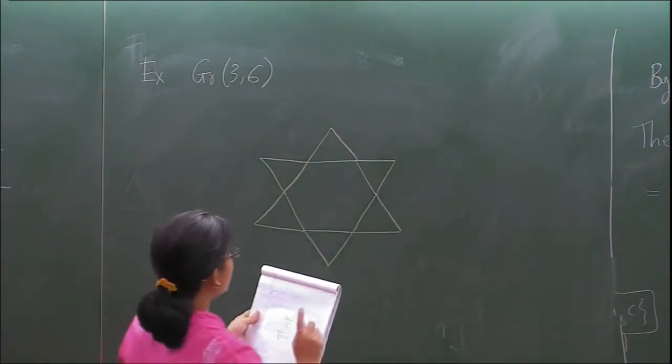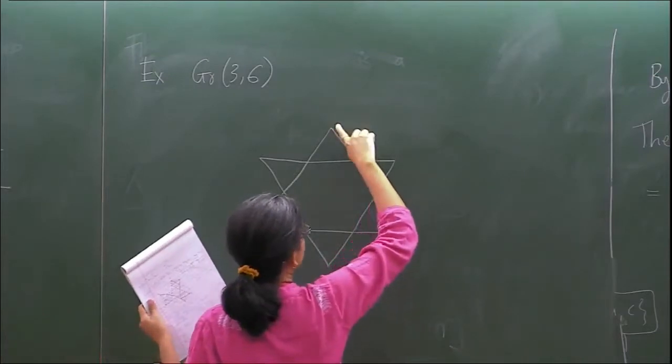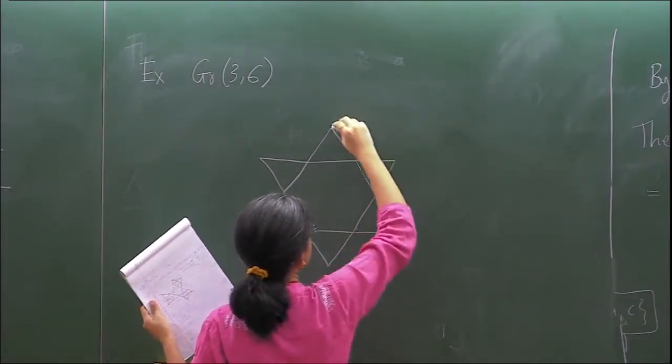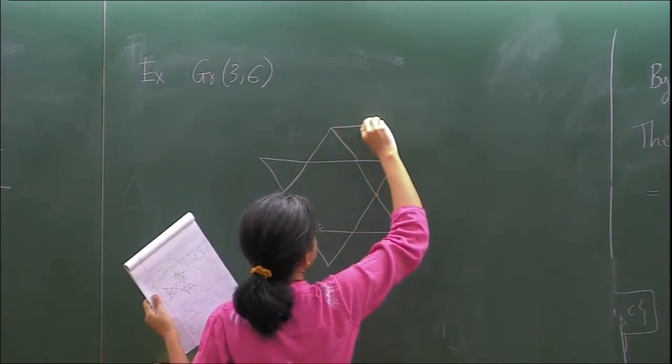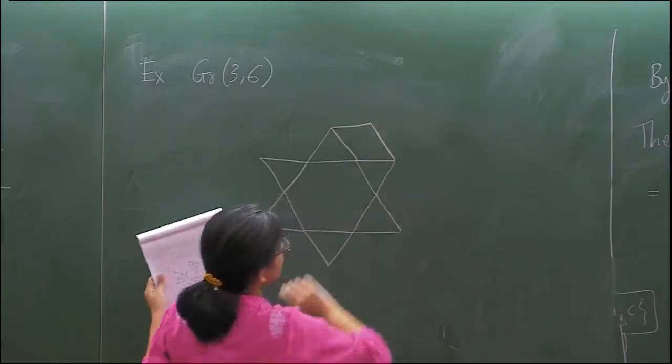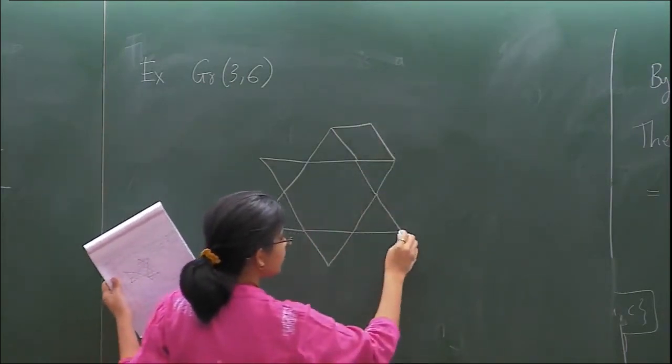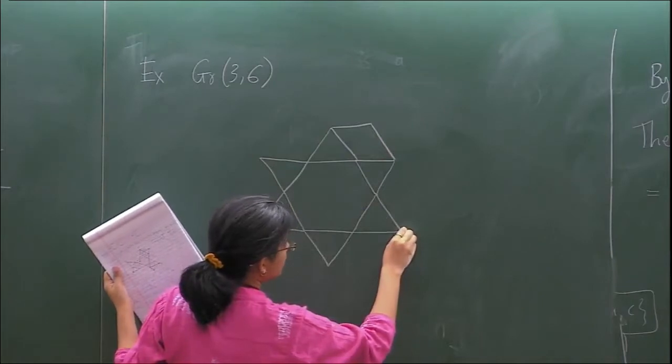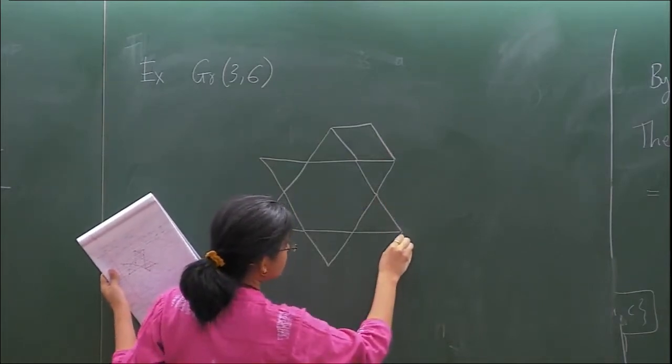Then on the alternate sides, like this, I'm going to complete these rhombi. But I won't do this here. Now I will do this here.